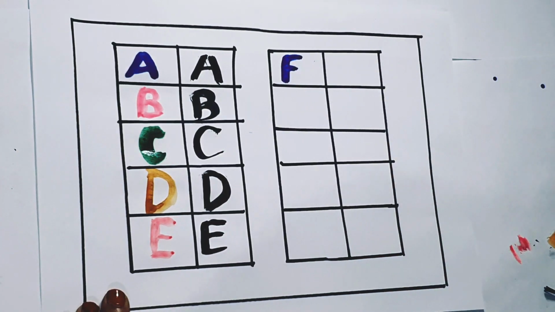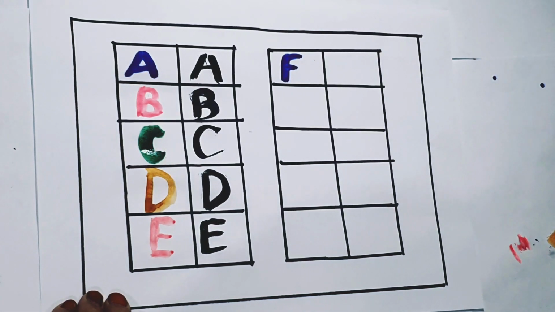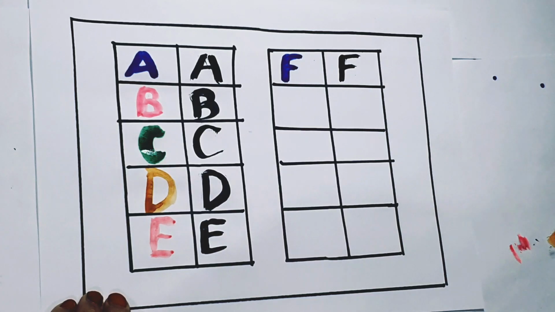F for frog. F for fish. F for fruit. F for flower.